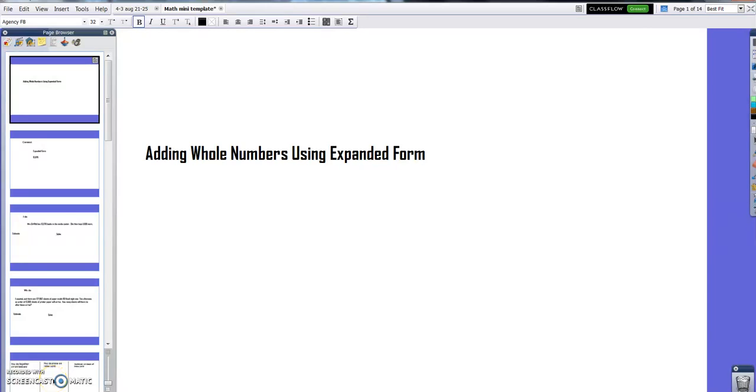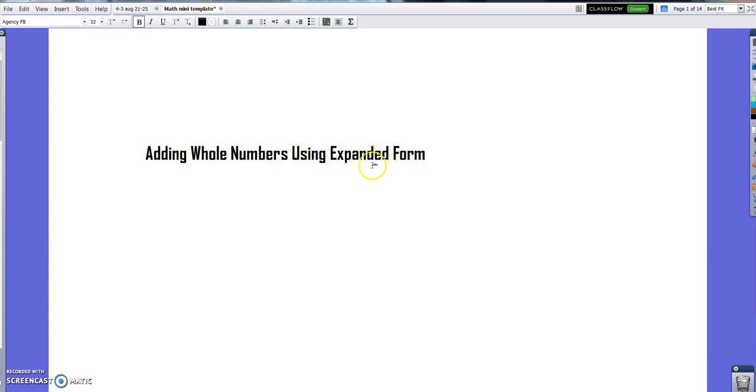Hey gang, today's mini lesson is on adding whole numbers using expanded form. So go ahead and pause, write down your title, and when you're ready to go on, you will.